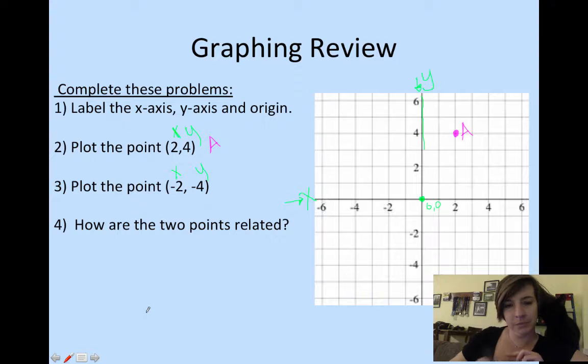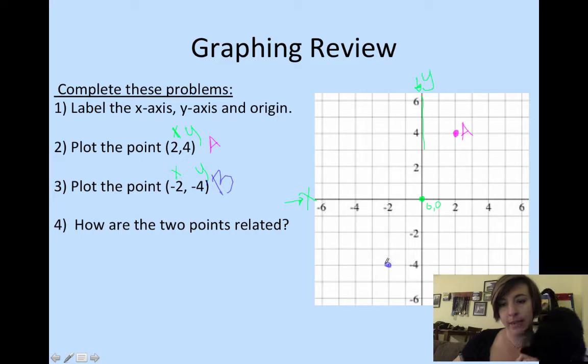Then I'm going to switch my pen color to blue, and we'll call this plot B. So I go back to my origin. This time it's -2 and -4. So I go left 2 to -2, and I go down 1, 2, 3, 4 to -4, and I put my point there. And I'm going to label this B.